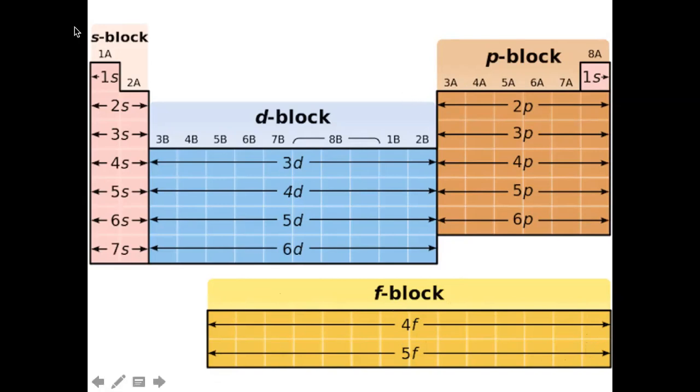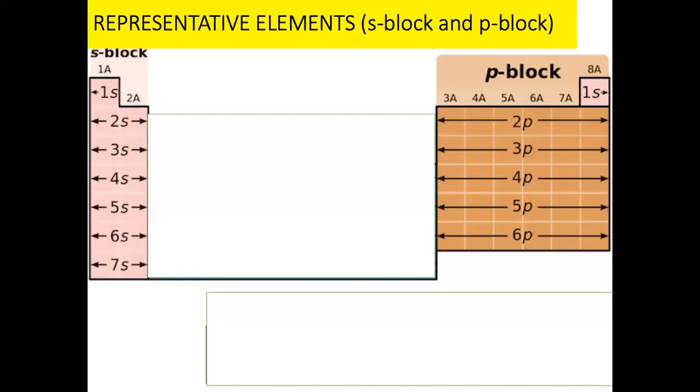Now, let me just discuss the S blocks as well as the P blocks. The S blocks and P blocks are known as representative elements. Okay? So again, the S blocks and P blocks are known as the representative elements. Those are going to end in S and those are going to end in P. And that's what we're going to study for today's video.